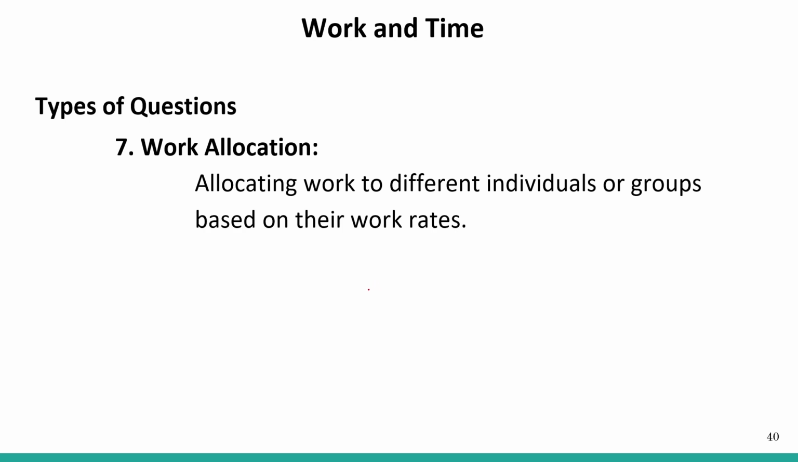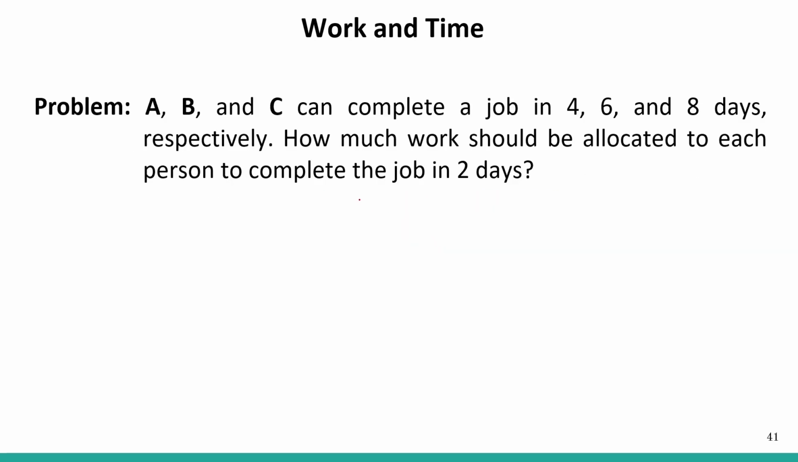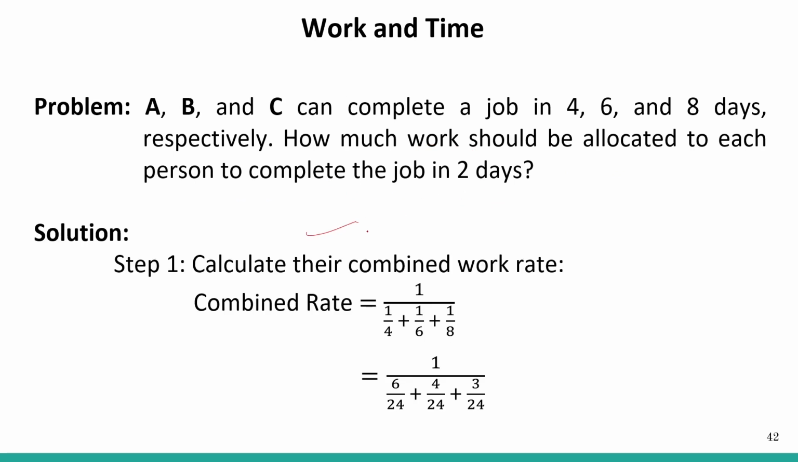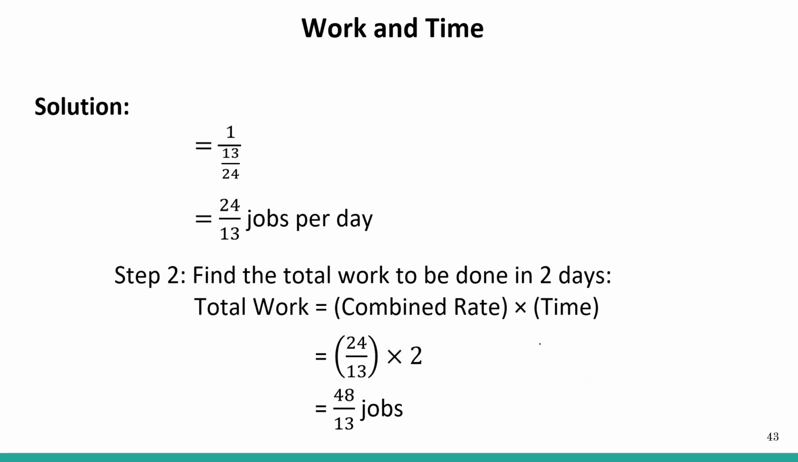So let's see the seventh kind of question, that is work allocation. Allocating work to different individuals or groups based on their work rates. So A, B and C can complete a job in 4, 6 and 8 days respectively. So how much work should we allocate to each person to complete the job in 2 days? So calculate their combined work rate, that is 1 by 4 plus 1 by 6 plus 1 by 8, that is equal to 24 by 6 plus 4 plus 2. So this is 13 plus, so 24 by 13 is the correct answer. 24 by 13 jobs per day.